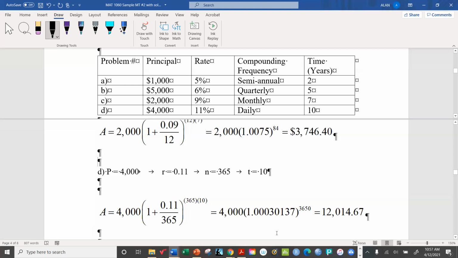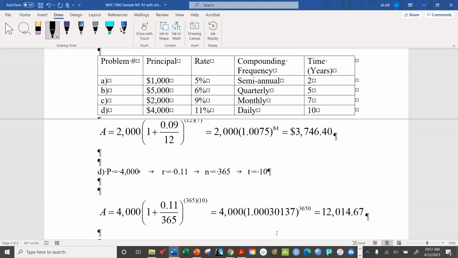The exponent is 3650 because it's 10 years of daily compounding. So over that period, you'll have 3,650 compounding periods. You might think you're going to wind up with $1 million, but no, it's not growing that quickly. But you'll see that at the end, you'll end up with $12,014.67 when rounded to dollars and cents.